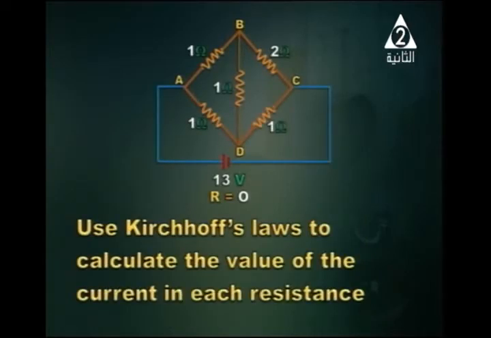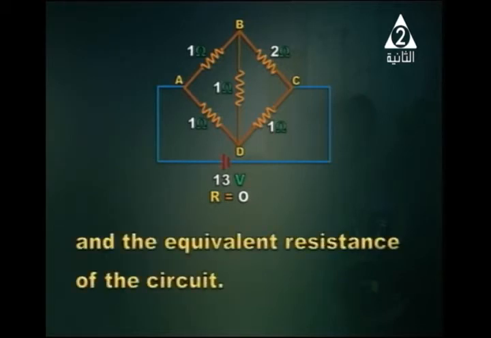Another problem. Okay, in front of you we've got a circuit. The circuit contains a 13-volt battery. The internal resistance of the battery is 0, okay? And we've got a group of resistors connected in a certain way. We want you to use Kirchhoff's laws to calculate the value of the current in each resistance. So we want the current intensity through each resistor and the equivalent resistance of the circuit.